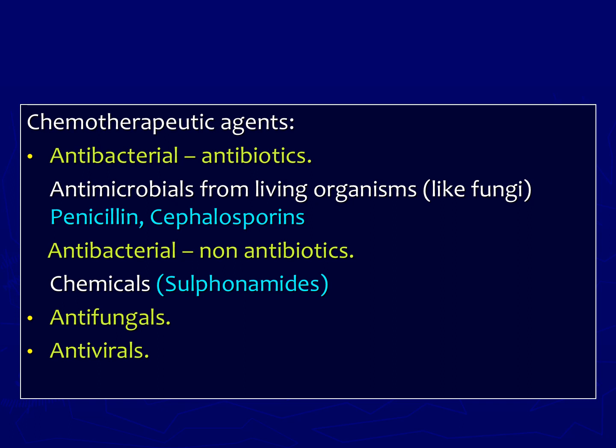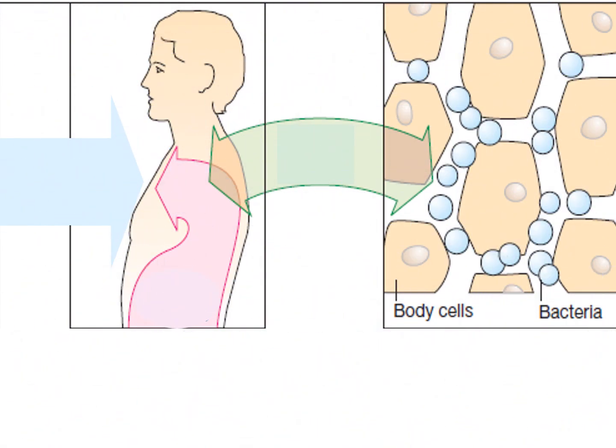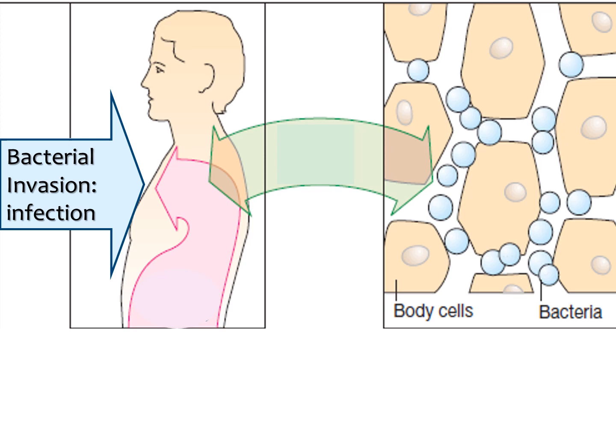For example, sulfonamides, etc. So, after antibacterials, these chemotherapeutic agents may be antifungals against fungi, antivirals against viral infection, antiprotozoals including antimalarials and antiamoebics, anthelmintics against worm infestation, roundworm, tapeworm, pinworm, etc., and the anti-cancers. Diagrammatically, whenever there is invasion of infection, say for example, a bacterial infection, the immune defense system is immediately activated against that bacterial infection.